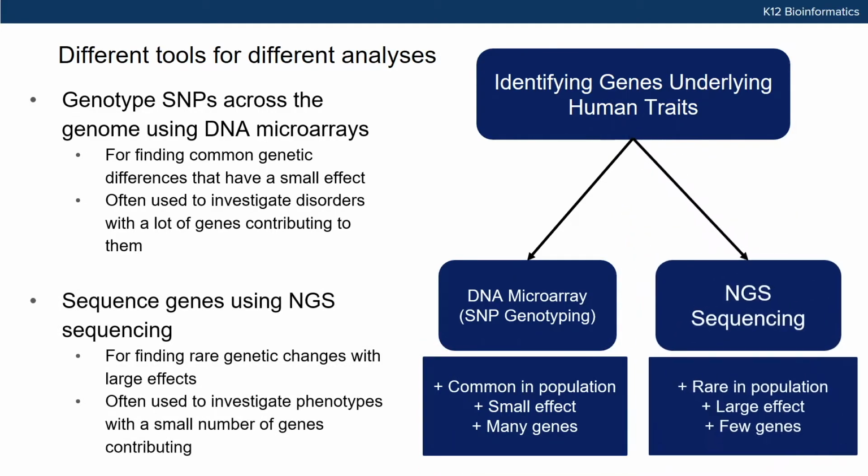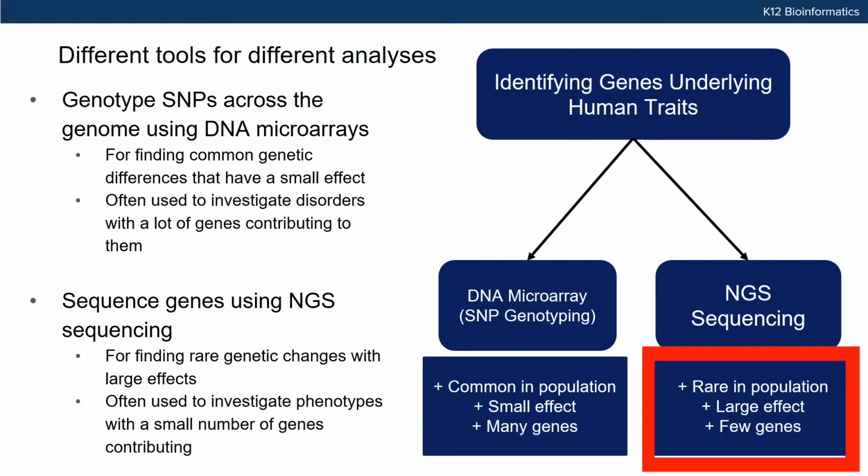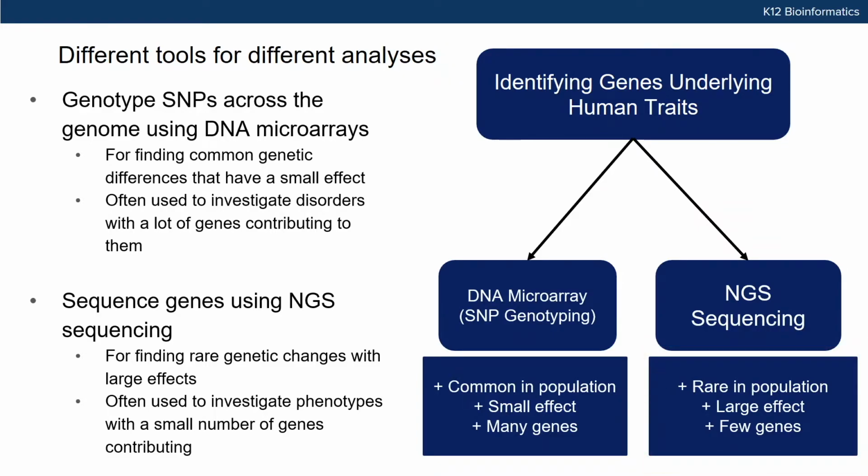The second way scientists might identify genes underlying human traits and disease is by using next-generation sequencing. This is usually used for investigating rare genetic changes that have a very large effect on a specific phenotype or disease. This technique is often used to study disorders that are caused by one gene, being monogenic traits, or a relatively small number of genes. Let's first cover DNA microarrays a bit more in detail.